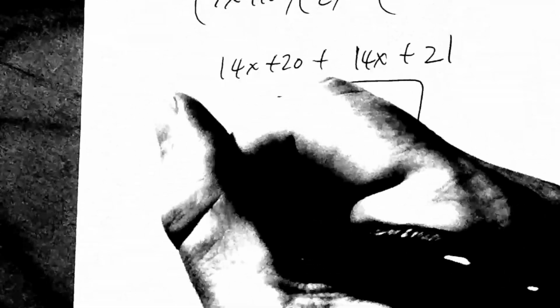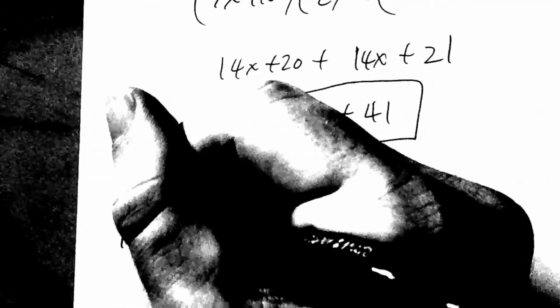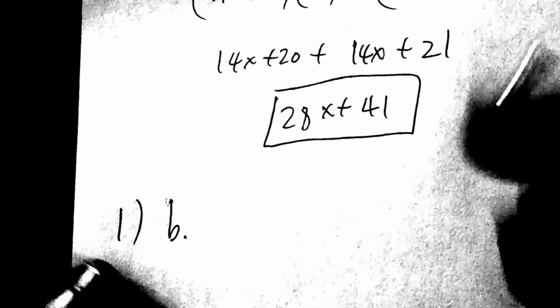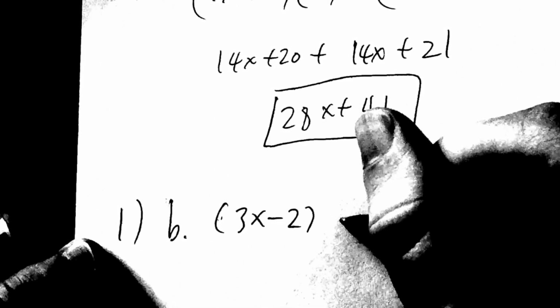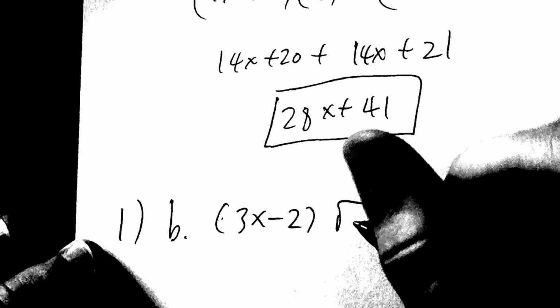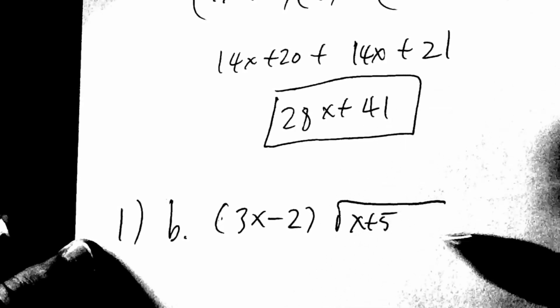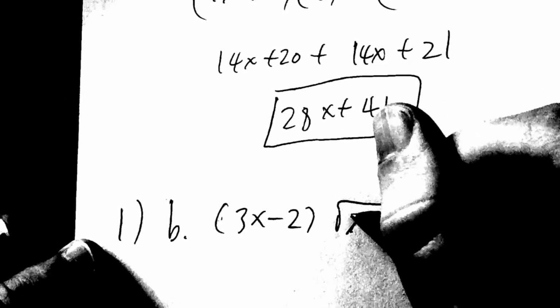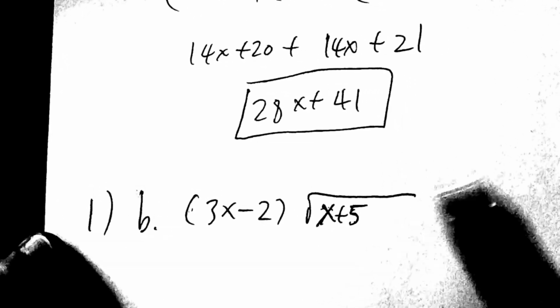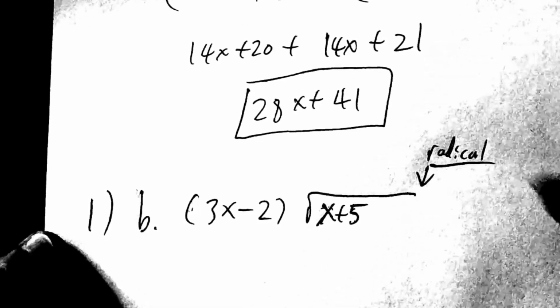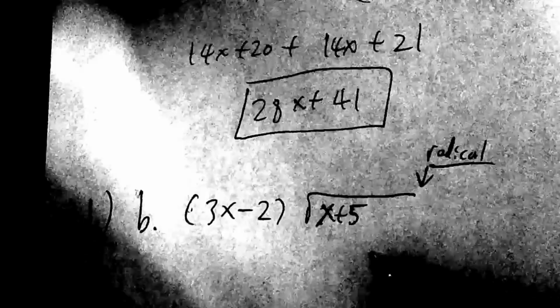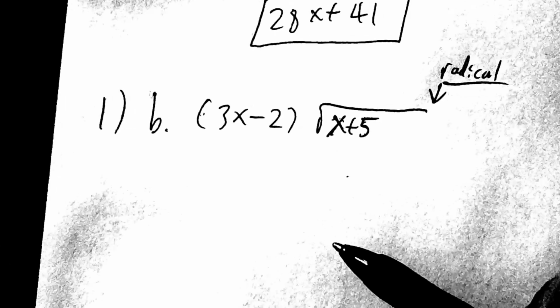Right there. Okay. That is 1A. This is 1B. We have 3x minus 2 times the square root of x plus 5. So again, I've kept repeating this, I'll continue to repeat this: when you see radicals, this is called a radical. Reminder, radical. To take the derivative of the radical, you first need to convert it to an exponent.